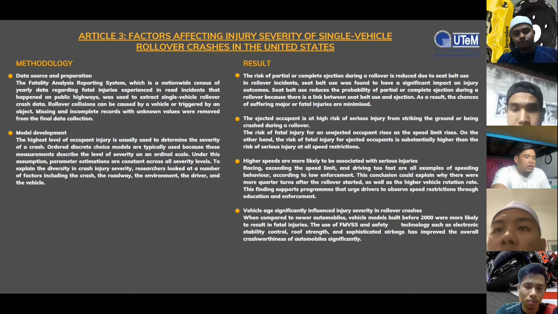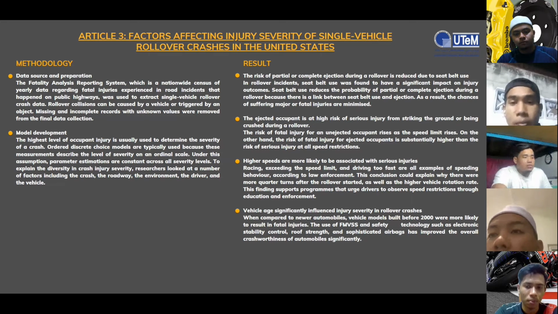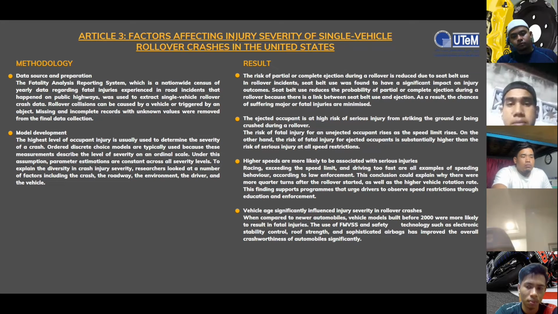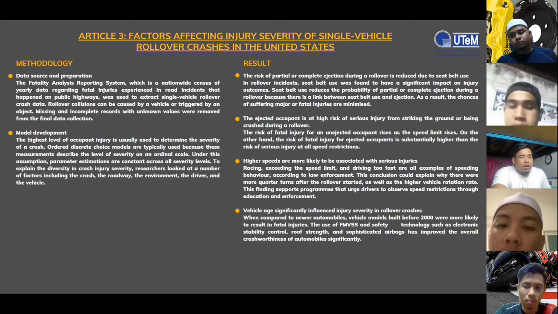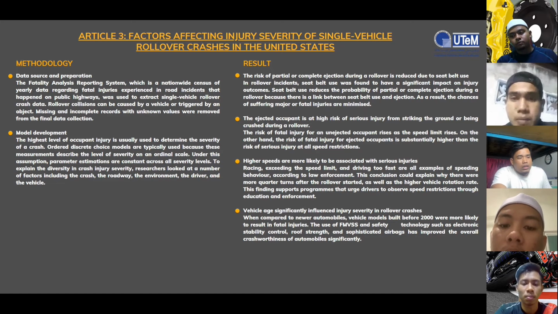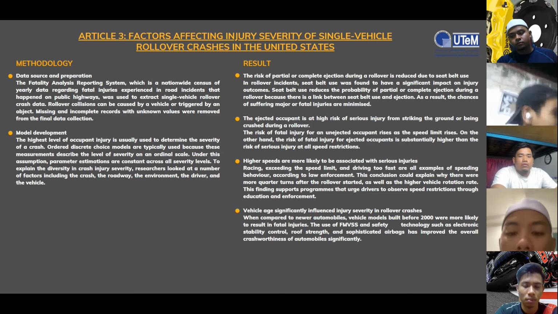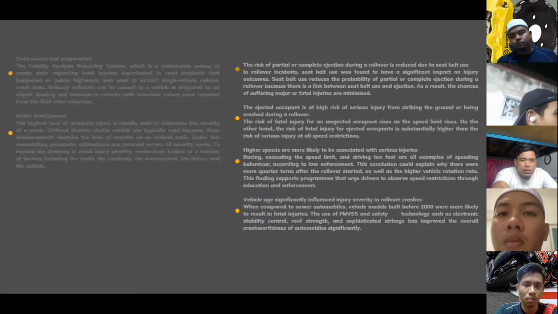Lastly, vehicle age significantly influences injury severity in rollover crashes. When we compare, newer automobile models built after 2000 were more likely to result in fatal injury. That's all from me. Next.